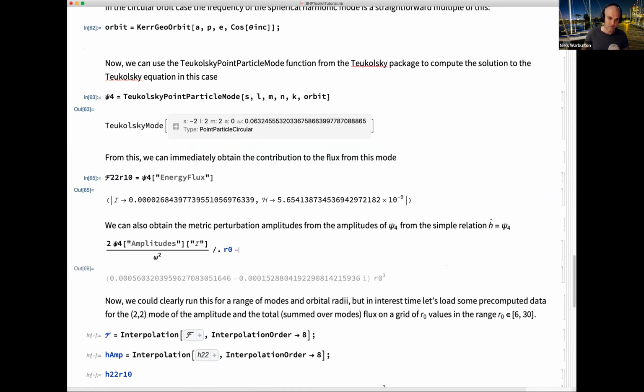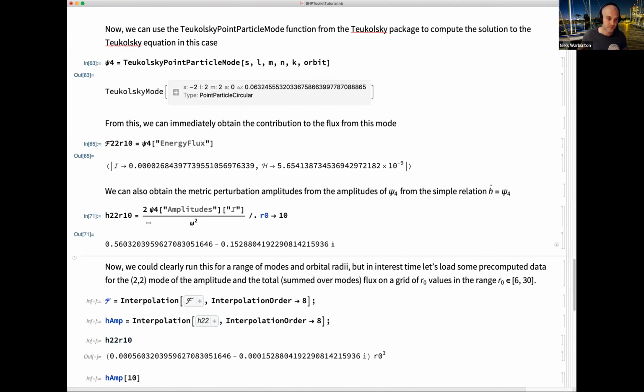Okay, just set that to 10. H22R10. So that's it. That's how you compute the flux per mode and the amplitude associated with that mode. Now, obviously, I can go ahead and compute all the other modes.